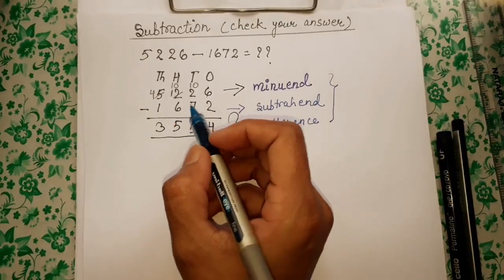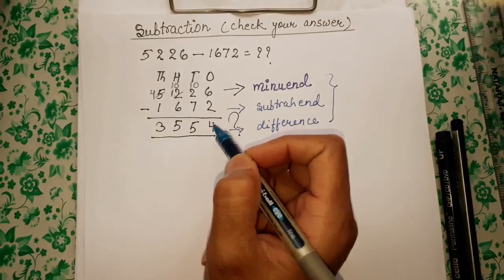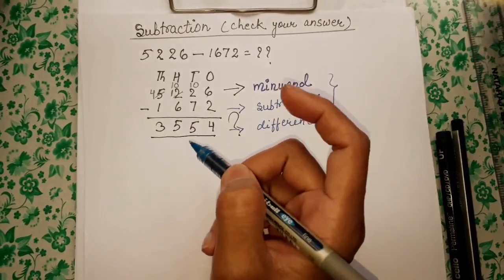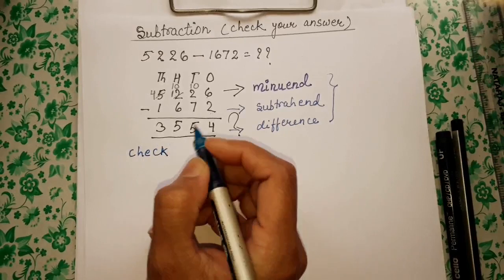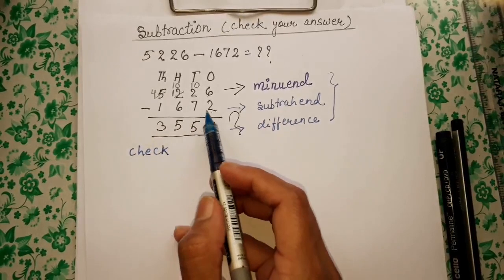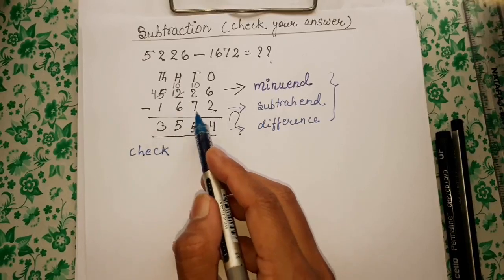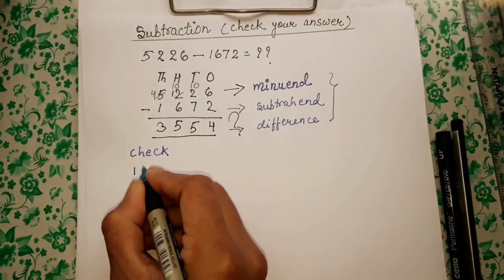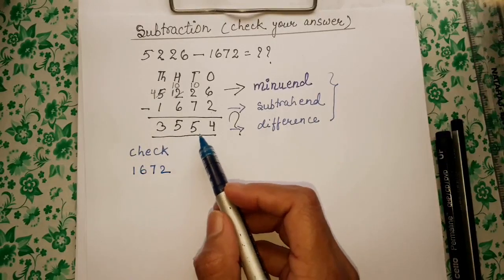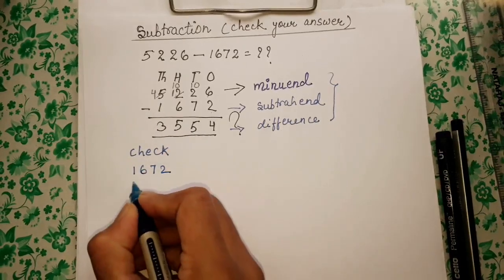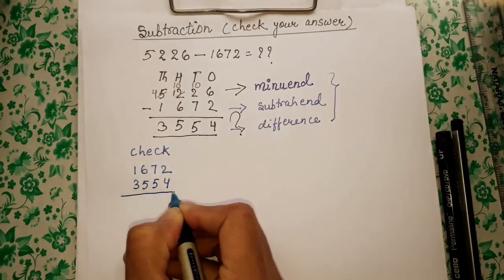See, I want to check that my answer 3554 is correct or not. For that, write here check. Now, write first subtrahend. Our subtrahend is 1672. Write here. Then, next is difference. Our difference is 3554. Then what we have to do?